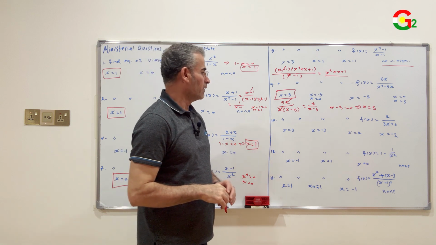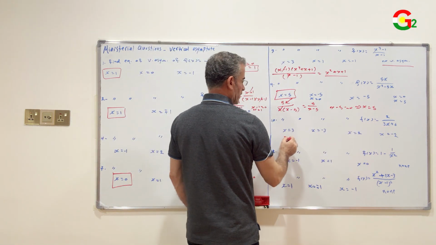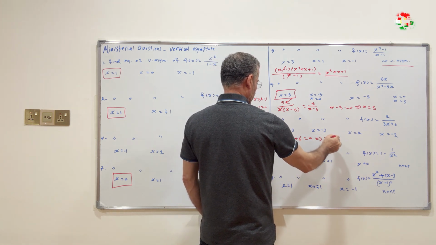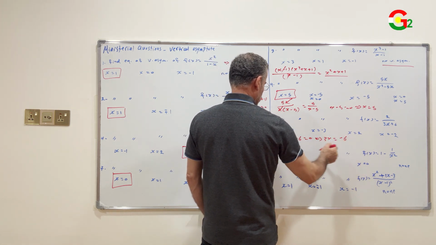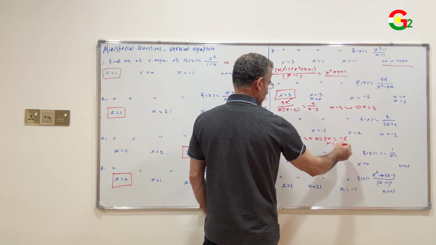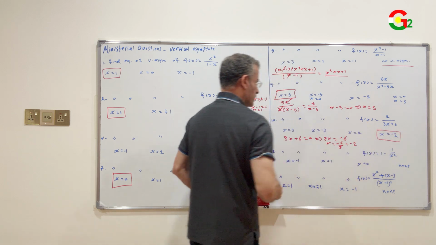Number 10, find the vertical asymptote of this function. Set 3x plus 6 equals 0. Solve to find x. x equals negative 6 over 3, equal to negative 2. Choice D.